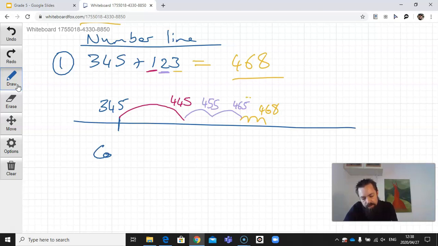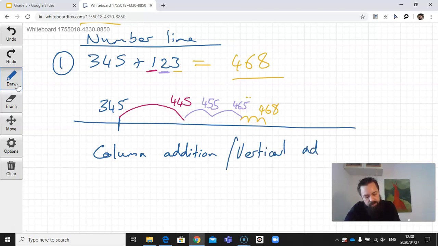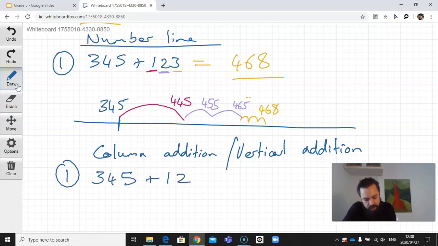which we call column addition, or some people call it the column method, or vertical addition. It just means that we're working vertically. Vertically means up and down, top to bottom. Horizontal is that way. So we again have our same question, 345 plus 123.